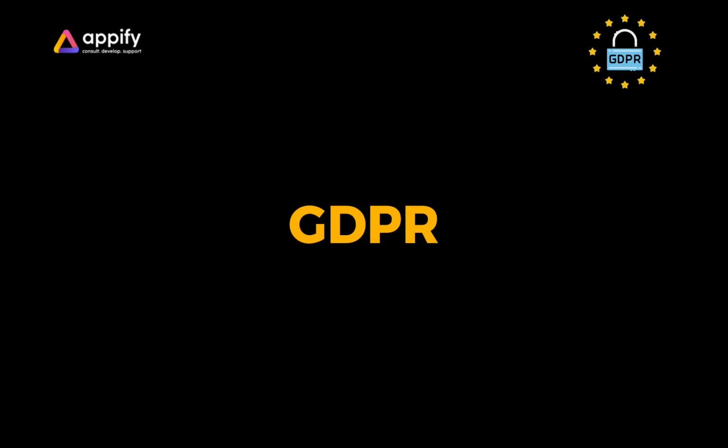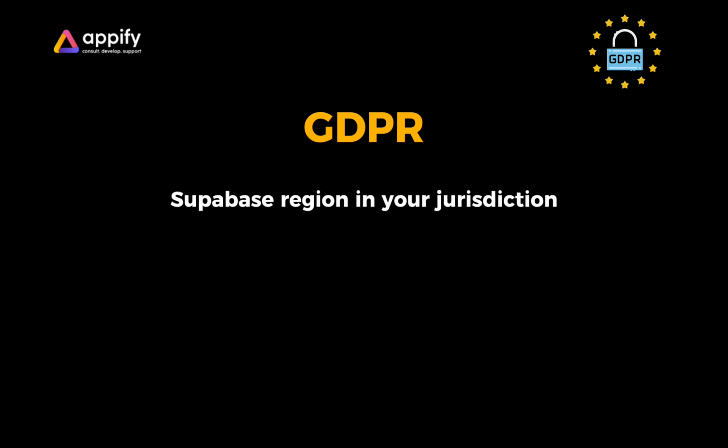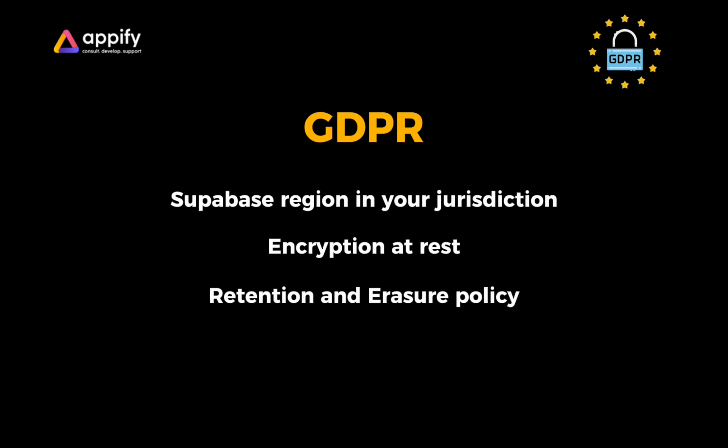On the data side, passports, payslips, and bank statements are special category records under GDPR. So four things matter from day one: a Supabase region inside your jurisdiction, encryption at rest, a defined retention and erasure policy, and a data processing agreement with Anthropic. For the record, Anthropic does not train on your API inputs, that's in their commercial terms, but your users still need a clear privacy notice telling them what's going on.